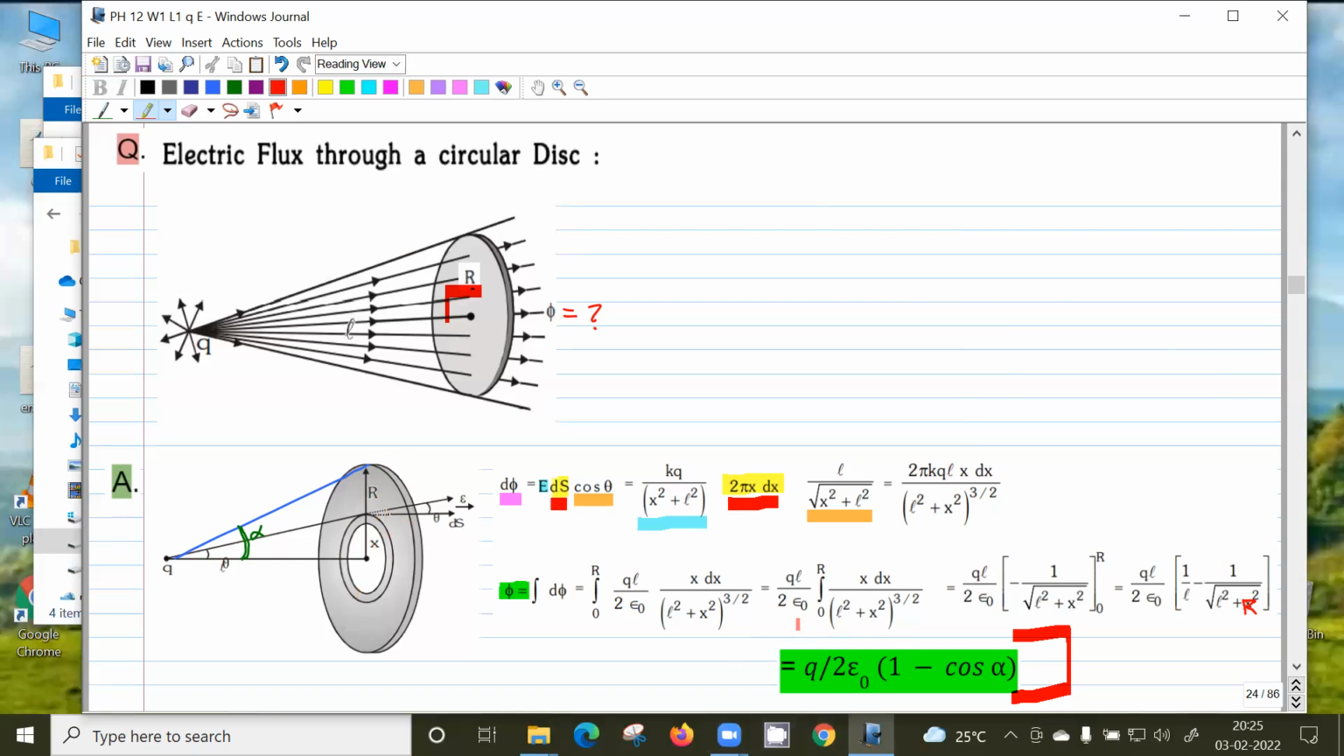So have you used this formula? The flux cutting through this disk is q by 2 epsilon into 1 minus cos alpha, where alpha is the angle of this cone. Actually, these lines will form a cone. Are you able to visualize that?